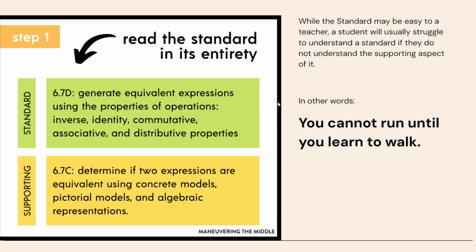Let's go back to this presentation. As an example, 6.7D: generate equivalent expressions using the properties of operations: inverse, identity, commutative, associative, and distributive properties. 6.7C: determine if two expressions are equivalent using concrete models, pictorial models, and algebraic representations. So that's going to be your supporting, right? Notice how simple the supporting TEK is. It is super basic because it's the very base of what the standard is going to be. Usually standards are going to have a lot of supporting TEKS supporting them.